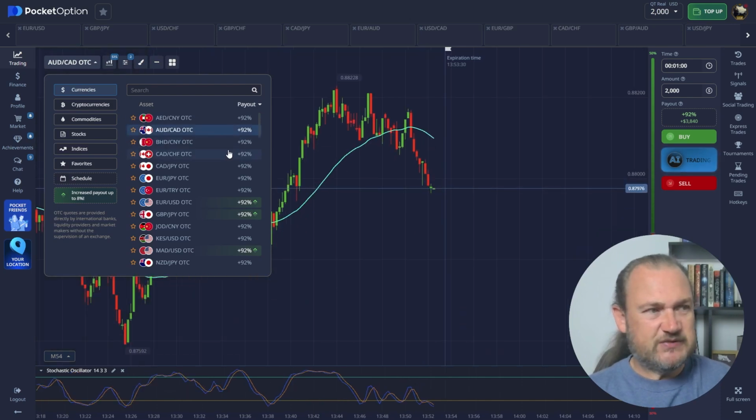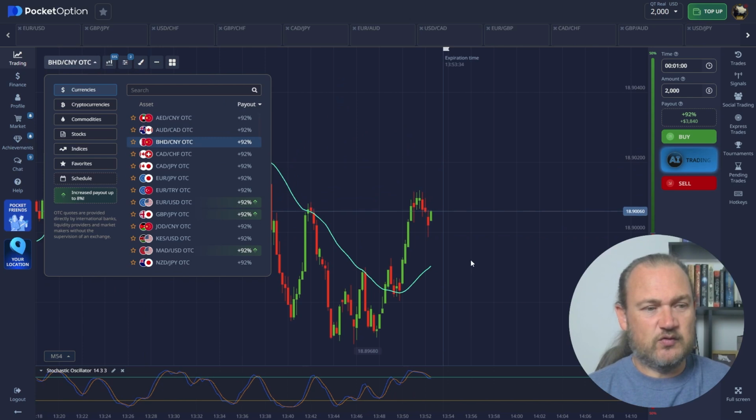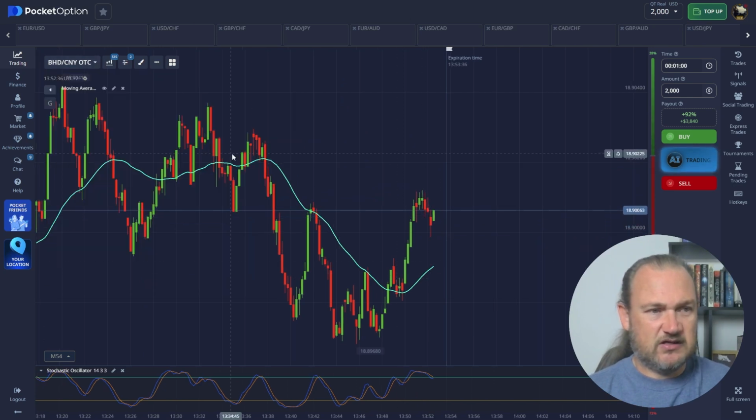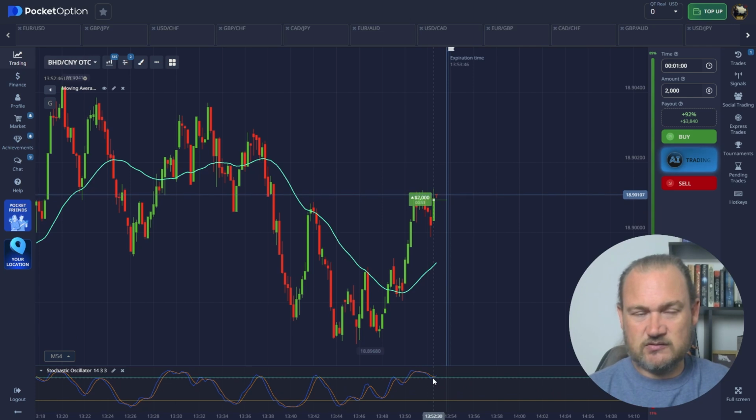So what we're going to do is just flip through some assets, and the first thing we're going to look for is assets that are moving either above or below. This looks like we might get a decent entry here. I've got a bullish crossover on my stochastic. The stochastic didn't even bother to leave the overbought zone.